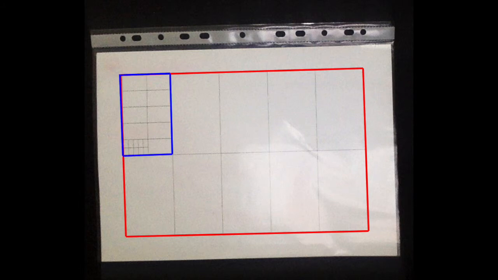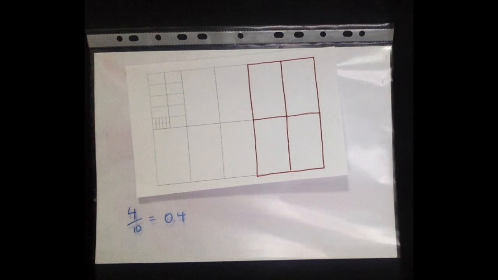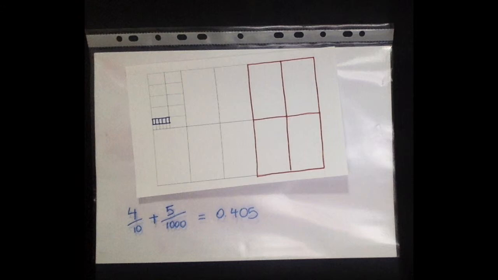Anne Broche suggests using a decimat to show how a whole can be divided into tenths, hundredths, and thousandths. The teacher should first model fractional thinking by shading a fraction and expressing this as a decimal. So 4/10 is equal to 0.4. 4/10 plus 5/1000 is equal to 0.405. This can then be utilised as a classroom resource for students to play in pairs.